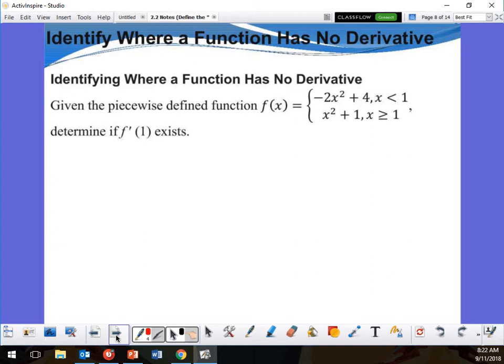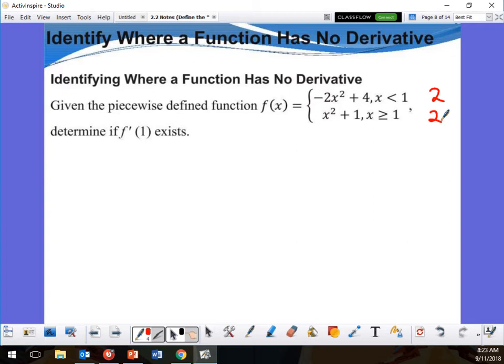So let's take a look. So if this is going to be continuous, plug in 1 here. So that's going to give me -2, right? -2 plus 4? 2. So I get 2. So this is 2. Okay, for this to be continuous, this other side of the piecewise has to be 2, right? So let's see. So it's going to be 1 squared plus 1 is? 2. All right, so I have continuous here.